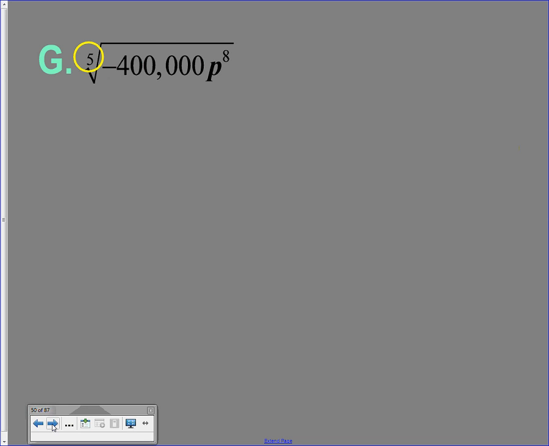Okay, the 5th root. Now here you could write down a bunch of 5th roots, but here's a little hint. There's 5 zeros. So what probably goes in there? Okay, 1,000. So I'm going to have the 5th root of negative 100,000, and then that would be times the 5th root of 4, right? 100,000 times 4 is 400,000. And then I'll rewrite my 5th root of p to the 8th.